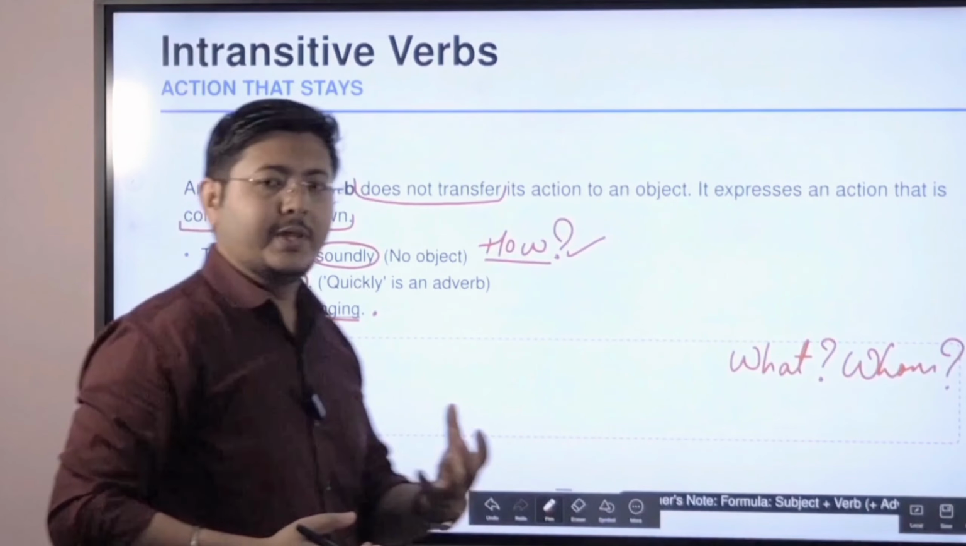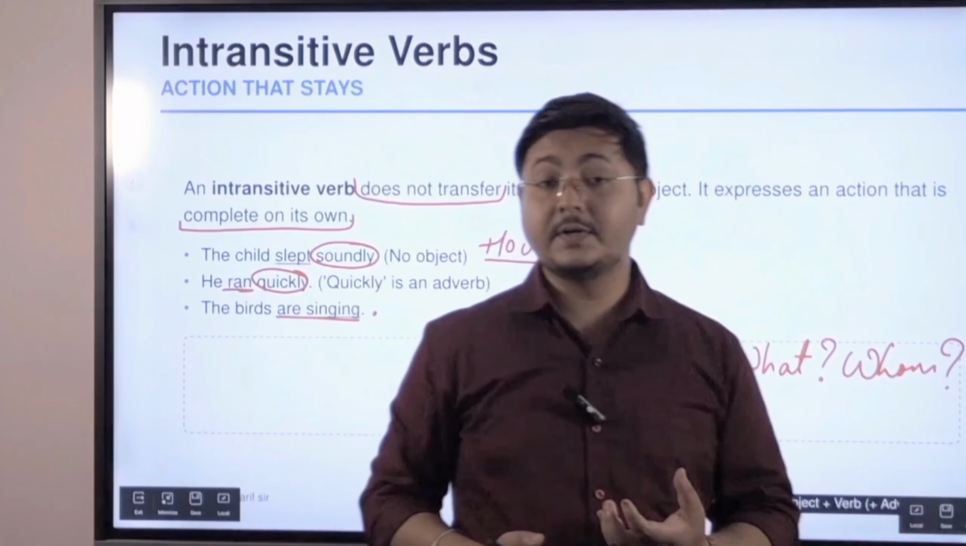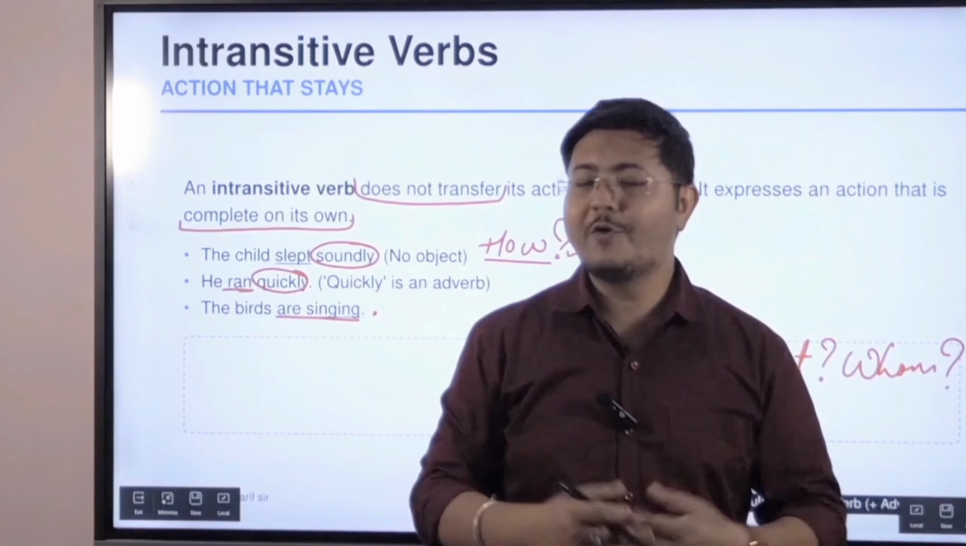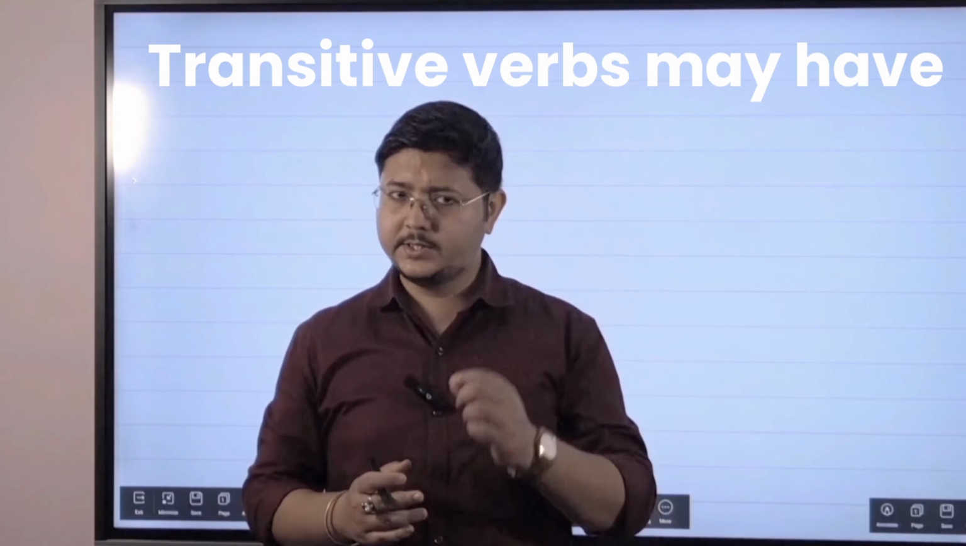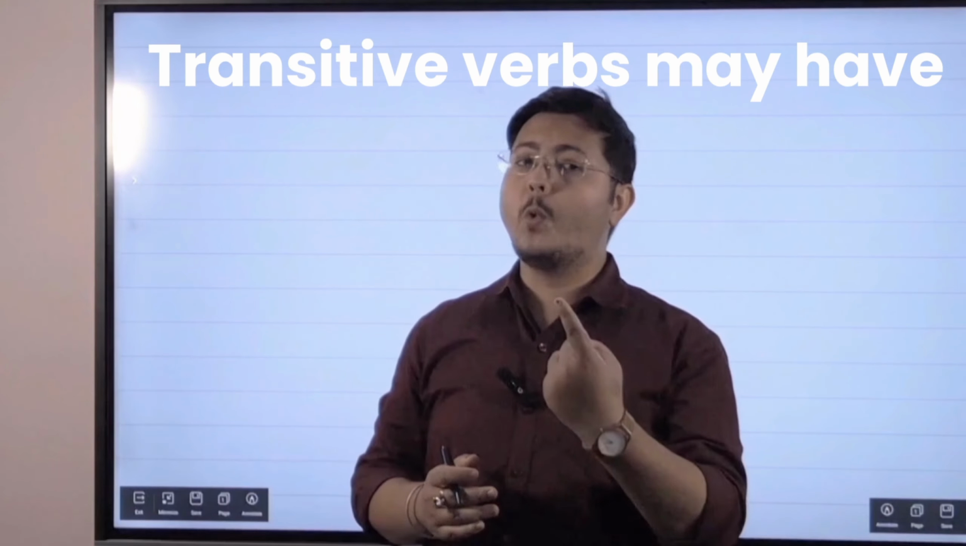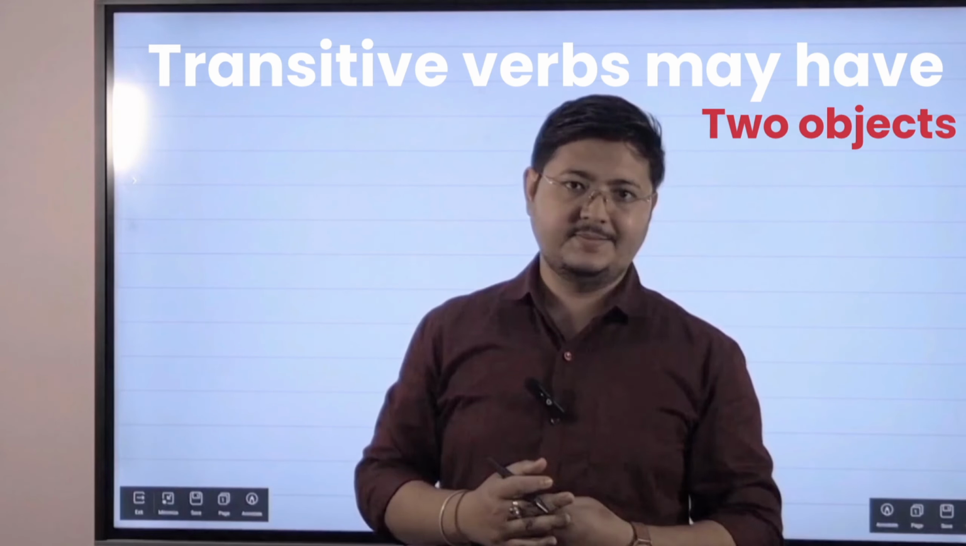So tell me, students, do you think the concept of transitive and intransitive verbs is difficult? Well, obviously not. It's a very simple concept. Now then, dear students, in the case of transitive verbs, we can use not only one but two objects. Confused? Let me show you how.